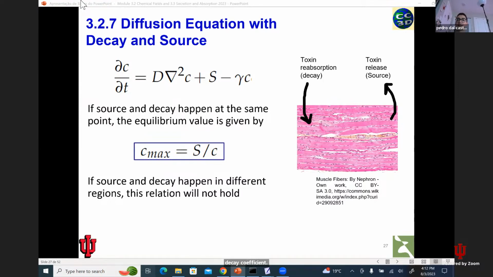Yes, Julio. Yes, you can create a flux adding a source and a sink. Yes. Perfect.